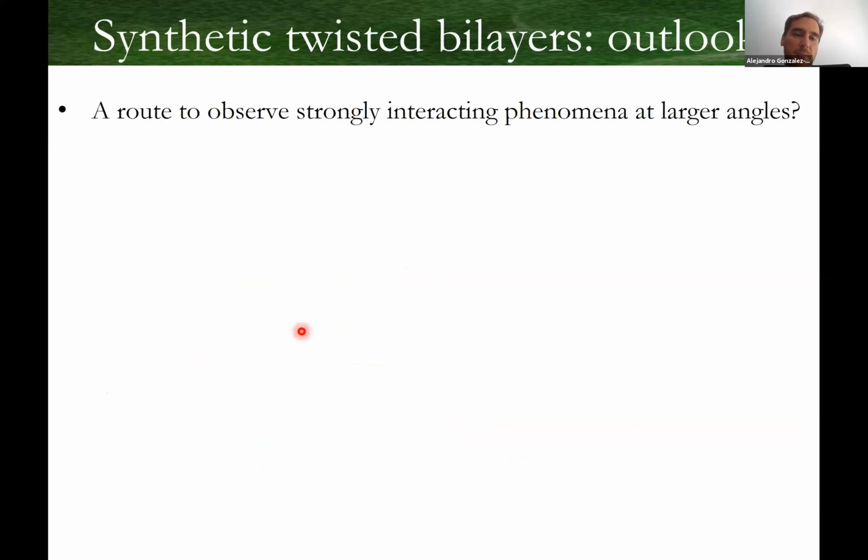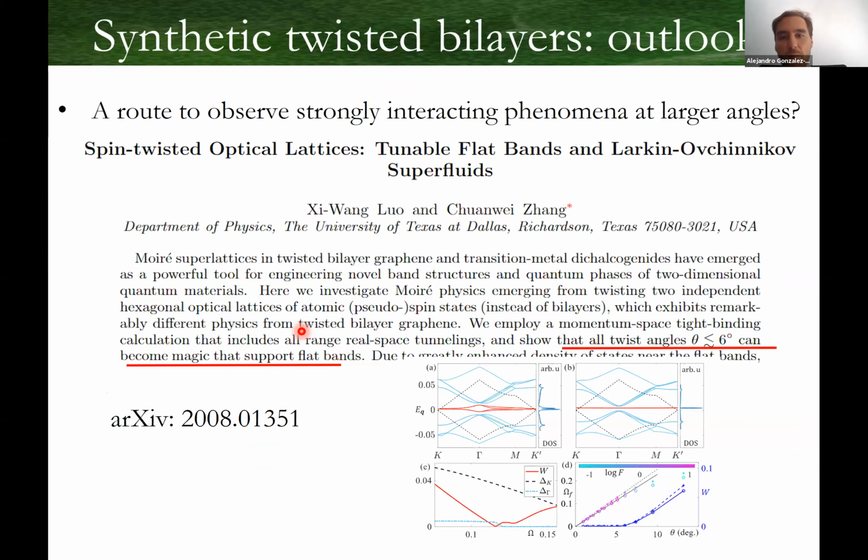But actually, there was a paper that appeared one month ago that somehow scooped us a little bit, because they were basically doing that. So they took our proposal. They considered these hexagonal optical lattices with pseudo-spin states, with this state-dependent optical lattice.